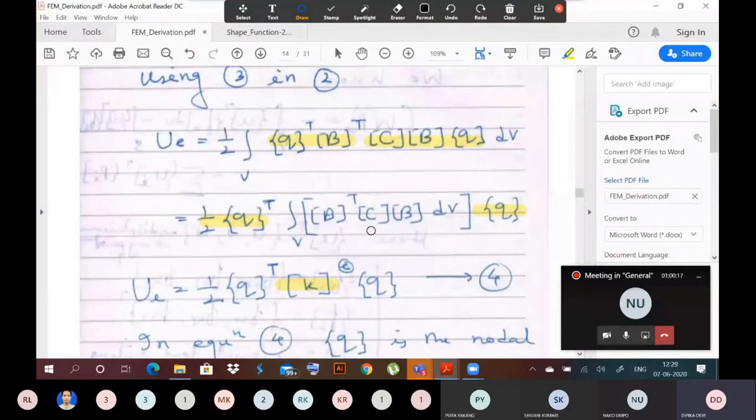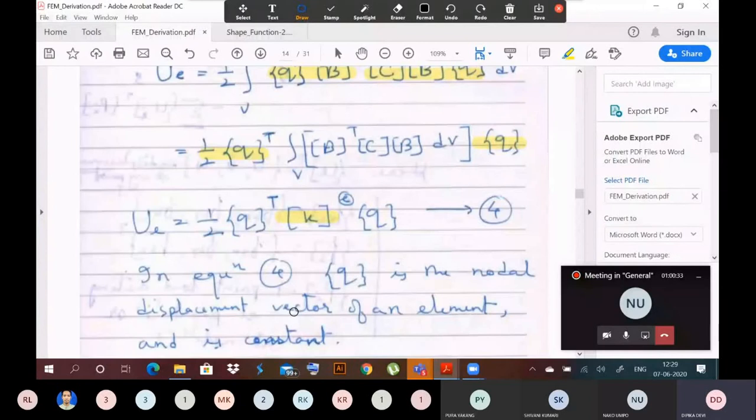So in equation 4, Q is the nodal displacement vector of an element and is constant. KE is the element stiffness matrix. Sorry, here I made a mistake. It is not element stiffness equation. It is element stiffness matrix. I should write here matrix. This is the element stiffness matrix.